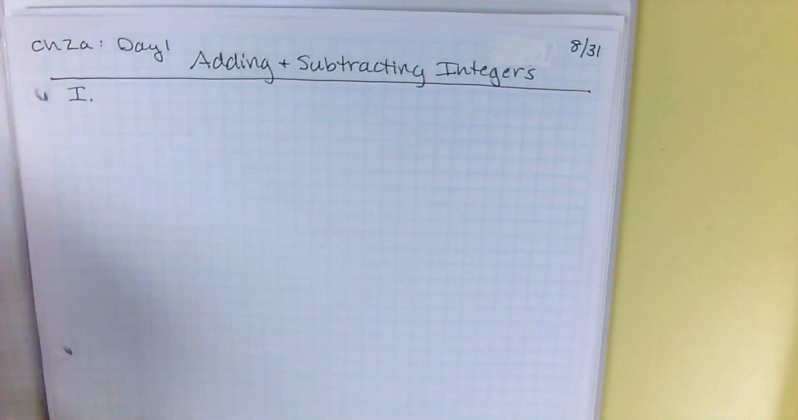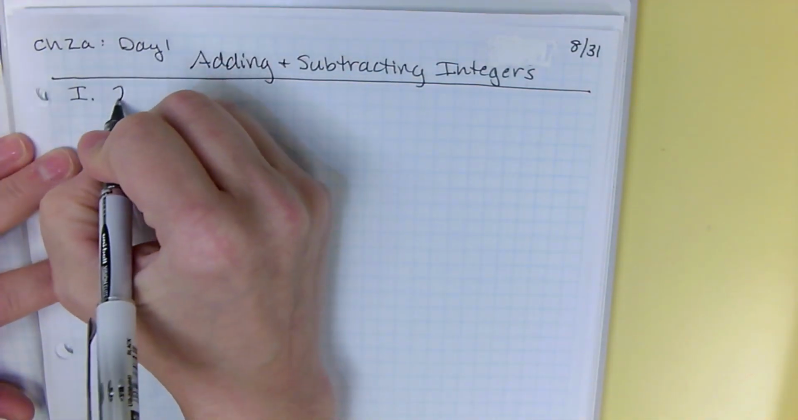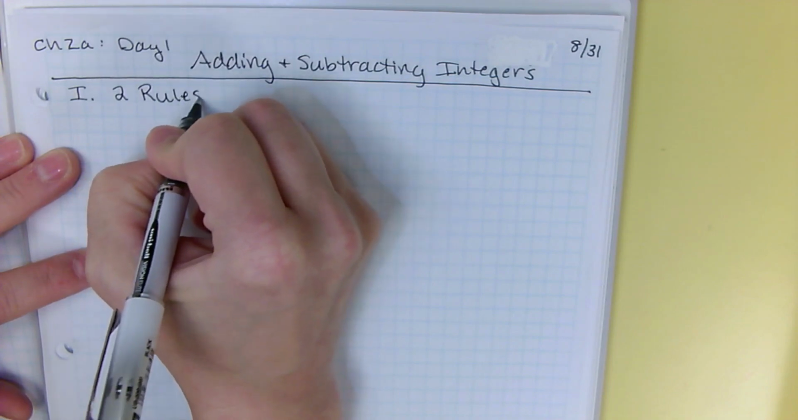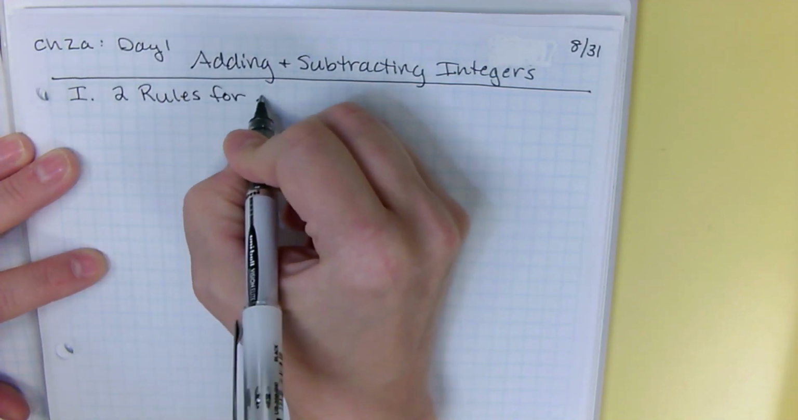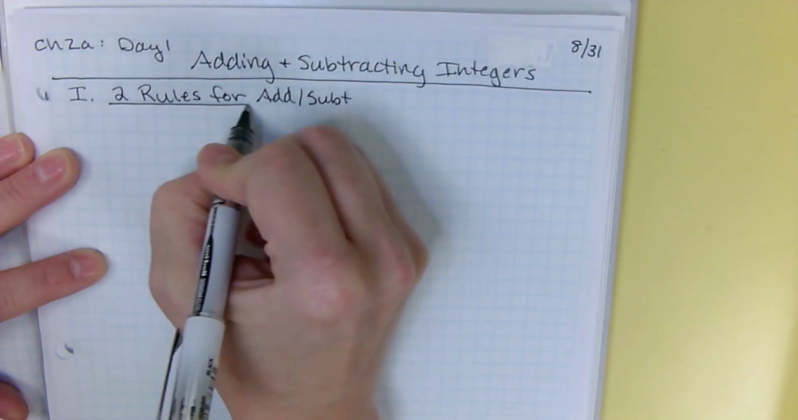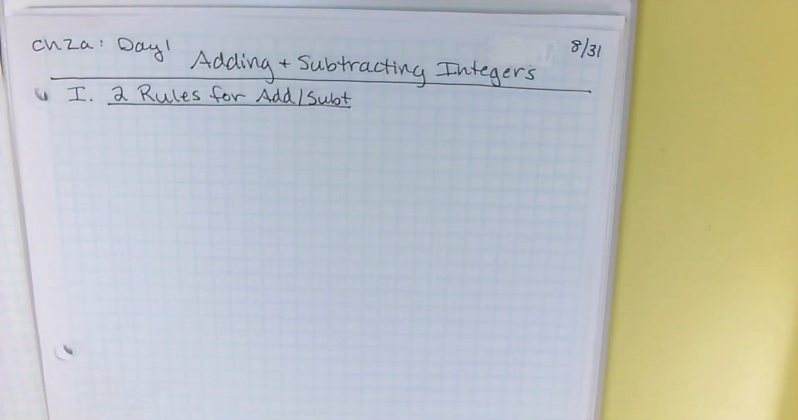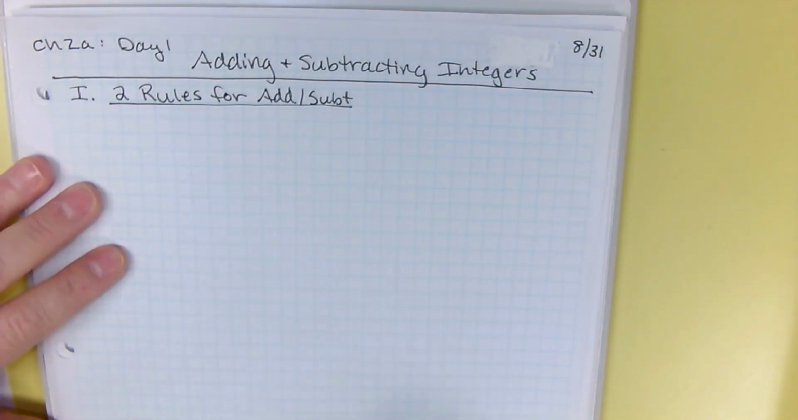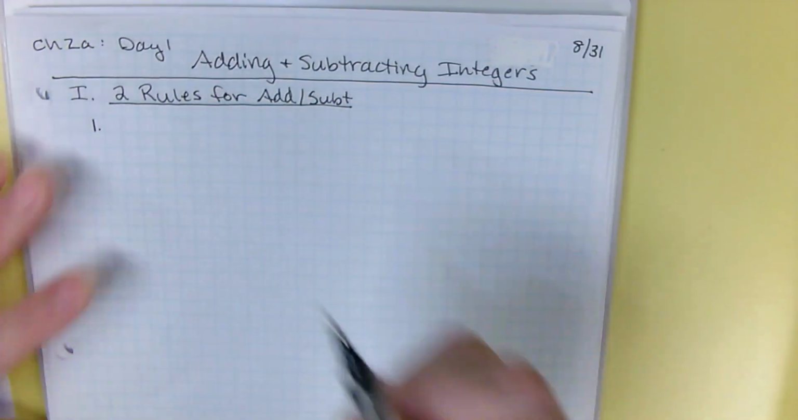So Roman numeral 1, we're going to learn the 2 rules for adding and subtracting. If you don't know the 2 rules, I highly encourage that you memorize them because they are the fastest way to do this. Other rules are a lot slower and less accurate. So here's the first one.